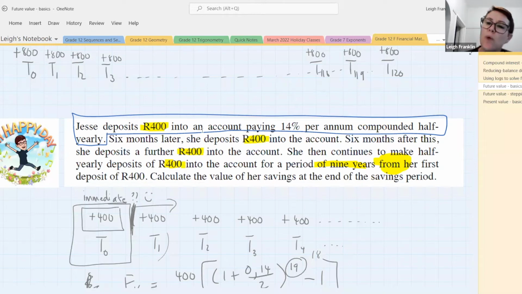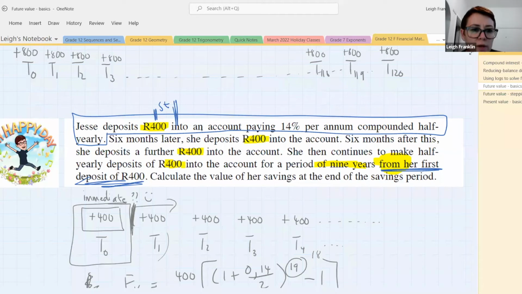No. So you see, this is where the language of the question, I think, is what makes it very, very difficult. But that's not what the language of this question is actually trying to say to you. What they are implying is that when they say she then continues to make half yearly deposits of 400 Rand into the account for 9 years from her first deposit of 400 Rand, this over here was the first deposit. So from that point onwards, she makes deposits every single 6 months for a period of 9 years.